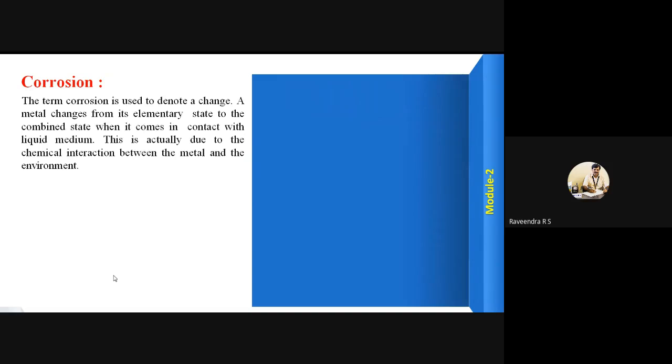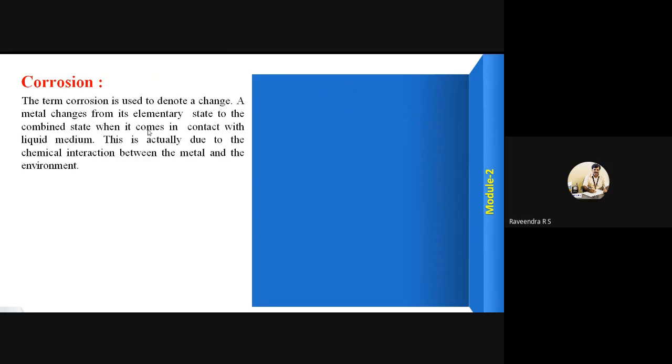So now let us directly commence with the subunit 1, that is the corrosion. So what do you mean by corrosion? In the first paragraph, we have the definition for the corrosion. So the term corrosion is used to denote a change. What is the meaning of that change? What here are going to change?